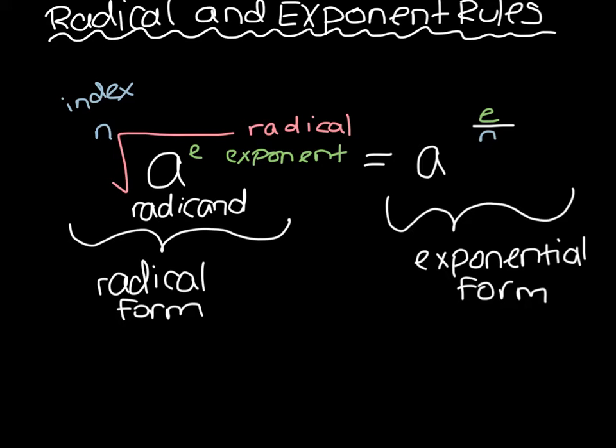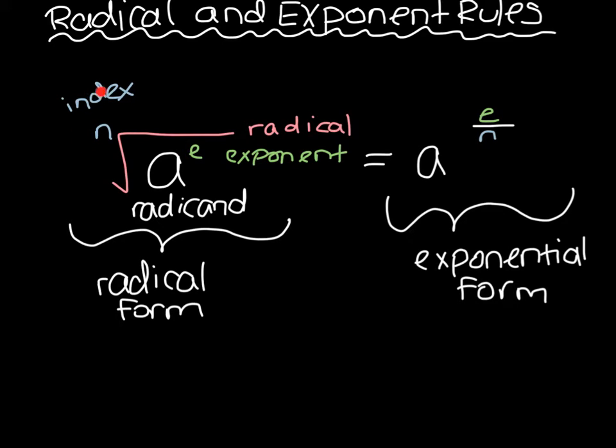Radical and exponent rules. Just to start off, we're going to talk a little bit about radical form and exponential form, using variables to represent each piece. The radical is drawn in pink. The radicand is what's underneath the radical sign. My exponent is in green, and my index is in blue.